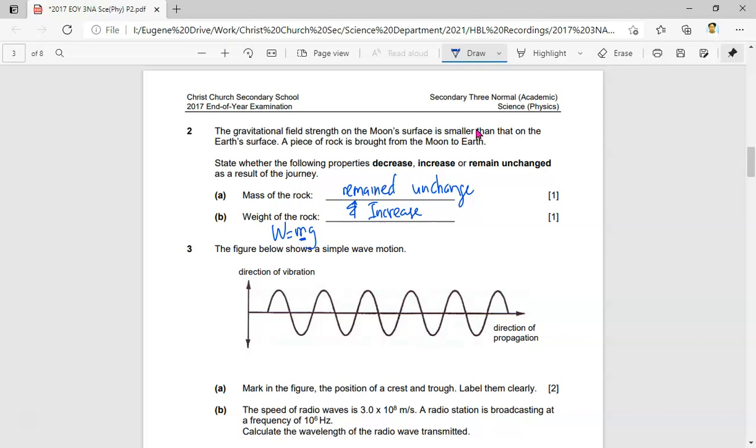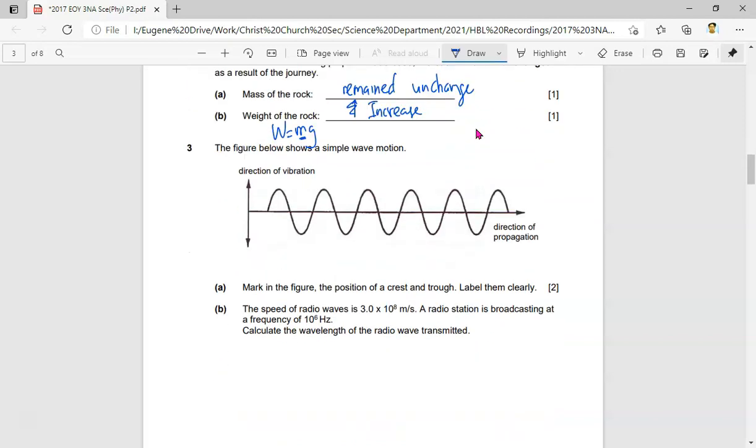Okay. Next, question 3. The figure below shows a simple wave motion. Mark in the figure the position of a crest and a trough and label them clearly. So the crest is the highest point. So this is a crest. You pick any of the highest points, that's fine. The trough is over here. So it's the lowest point of the wave.